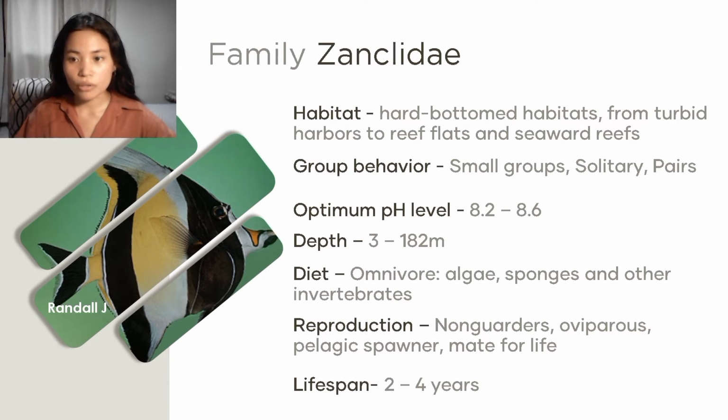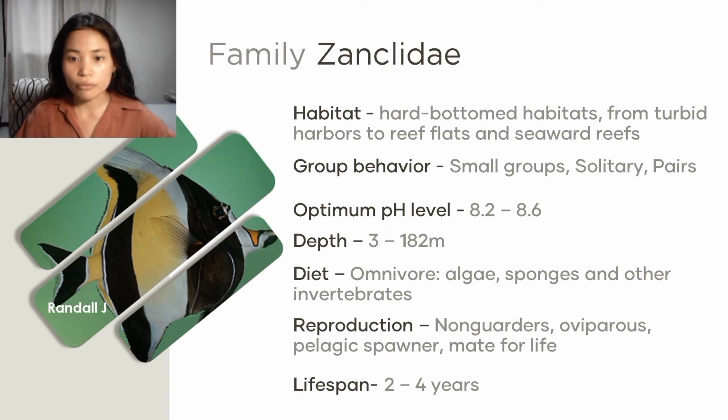They are omnivores that feed on algae, sponges, and other invertebrates. Similar to the previous families, they are non-guarders and oviparous. They are pelagic spawners, meaning they release sperm and eggs into the water column, causing fertilized eggs to drift away.